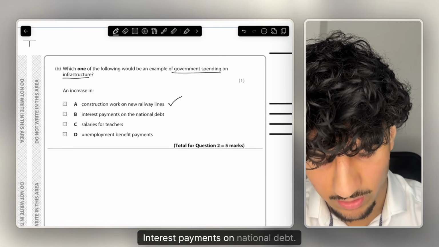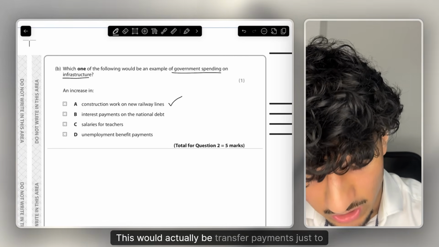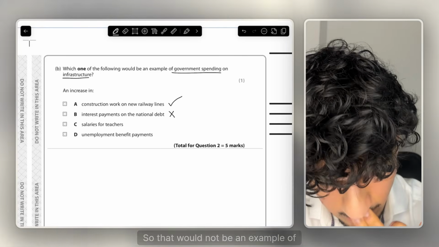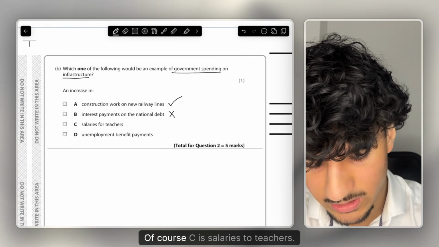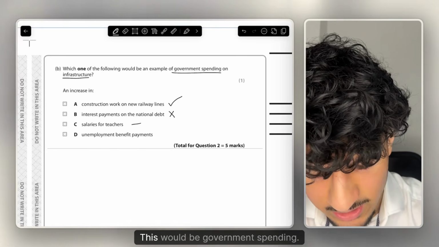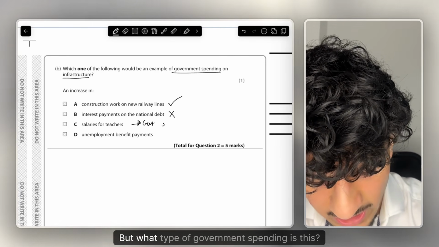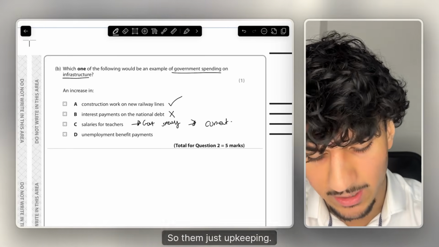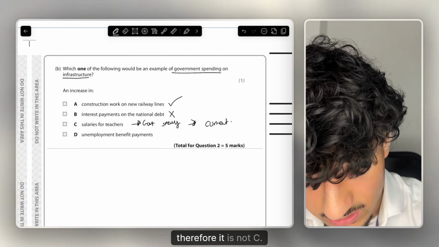Interest payments on national debt. This would actually be transfer payments just to people who they owe, so that would not be an example of government spending on infrastructure. Of course, C is salaries to teachers. This would be government spending, but what type of government spending is this? This is current spending, so them just upkeeping, and of course it's not on infrastructure, therefore it is not C.